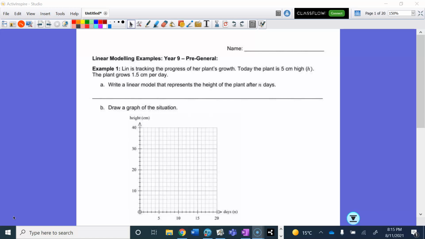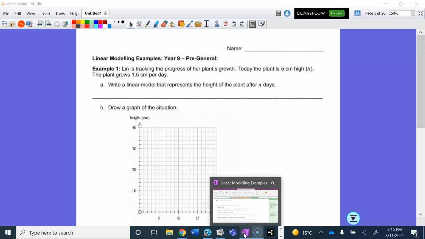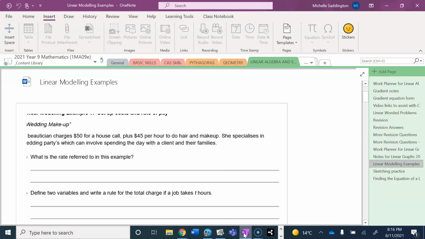So we're starting with linear modelling, and previously when we did our linear topic, we did a whole document of linear modelling examples. So I wanted to just quickly show you in your OneNote. It was just before we went into lockdown and we started working on this in class, and then we had to go into lockdown, and we finished this document when we were in lockdown. So it'll be in your OneNote in the linear section.